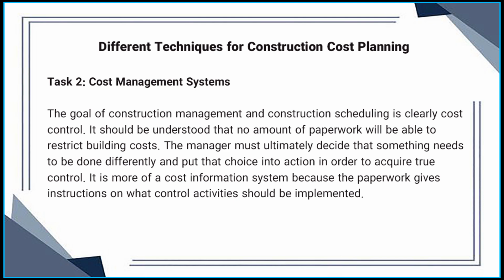Task 2. Cost management systems. The goal of construction management and construction scheduling is clearly cost control. It should be understood that no amount of paperwork will be able to restrict building costs. The manager must ultimately decide that something needs to be done differently and put that choice into action in order to acquire true control. It is more of a cost information system because the paperwork gives instructions on what control activities should be implemented.